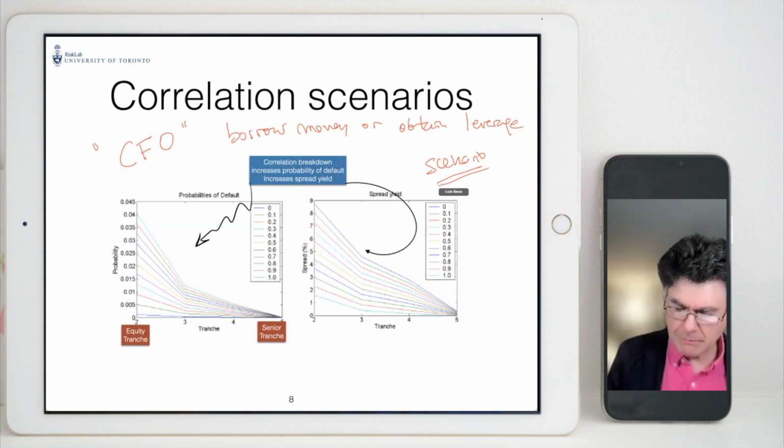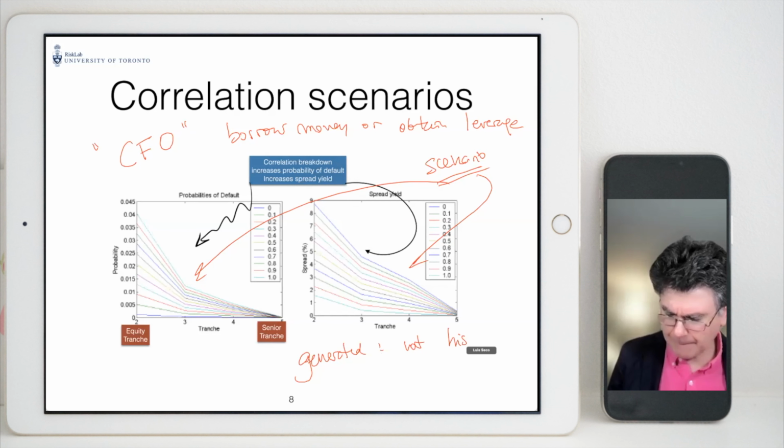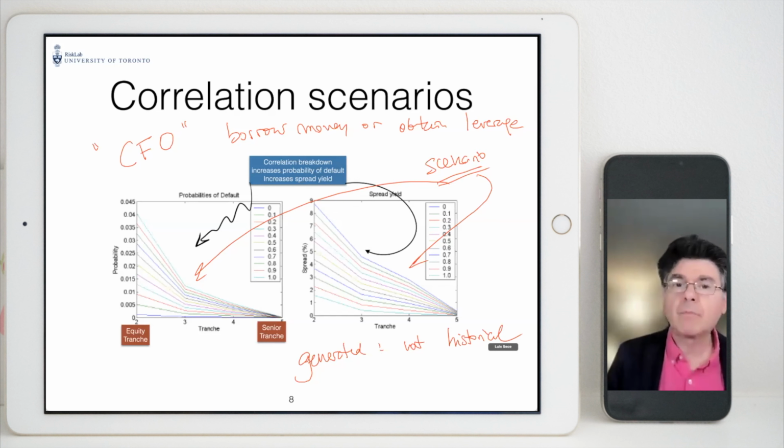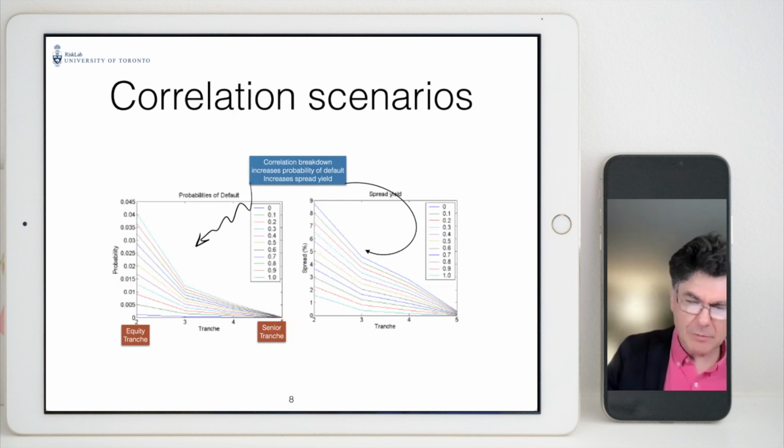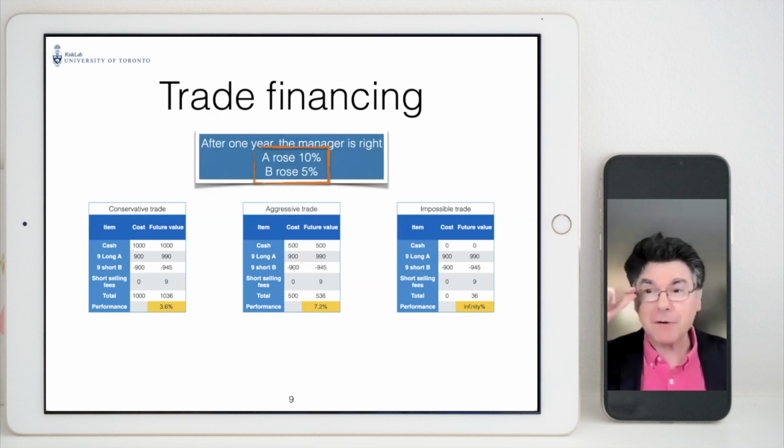consideration, okay? And these are generated. They're not historical. Okay, so let me continue. Because now I have another one, and this is different. This is much more interesting.